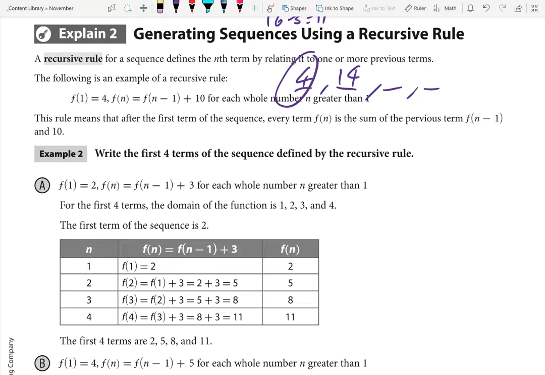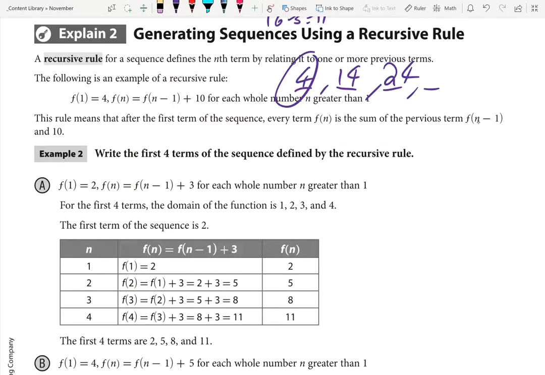Now, just to keep it going, if you want to find the third term, you plug in the previous term, which is 14, right? Because 14's the second, and it's the one right before the third term. You plug 14 in where that is, and then you add 10. 14 plus 10 is 24.